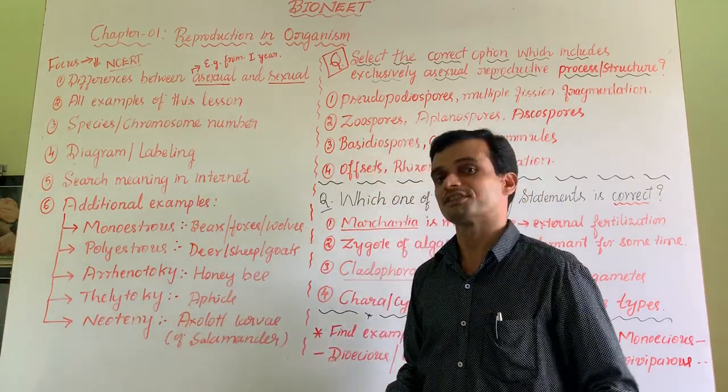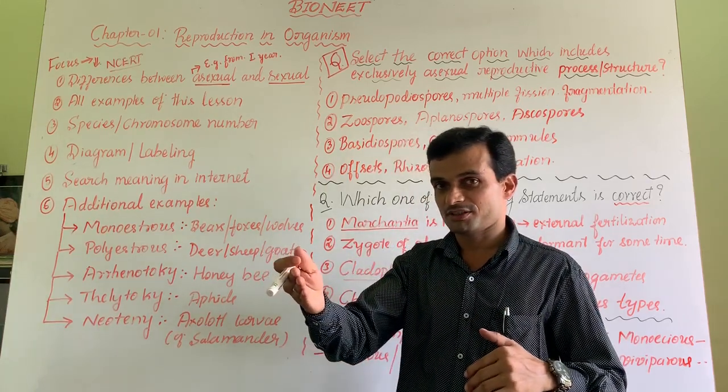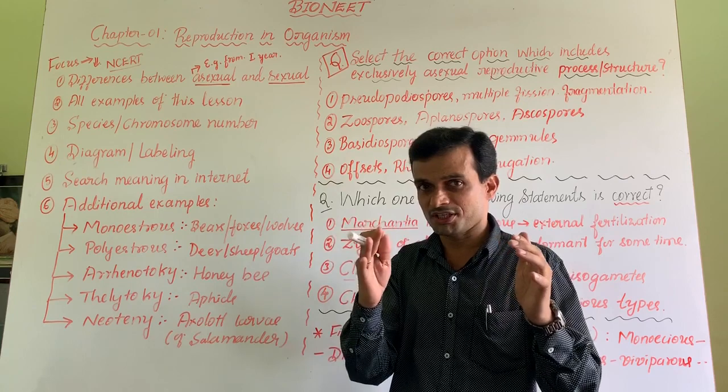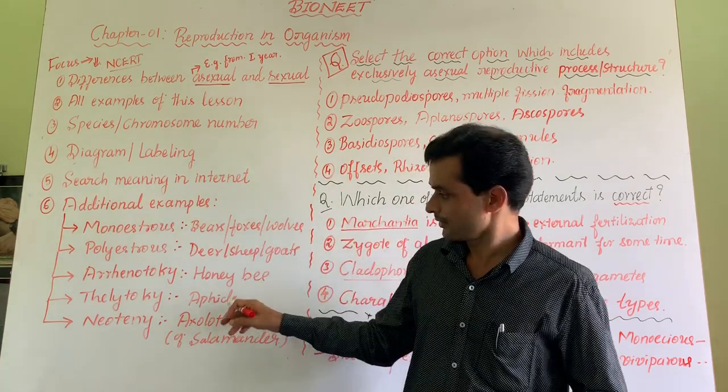Thelytoky is seen in aphids. Here, unfertilized eggs develop into females instead of males. So, this type of sex determination, haploid-diploid sex determination, is seen in many species.